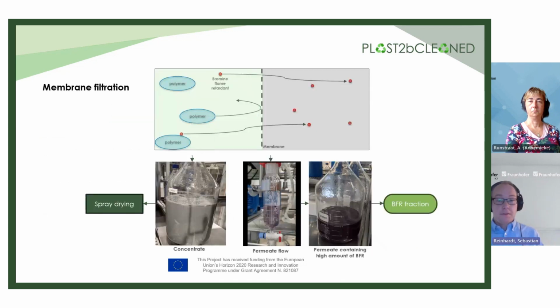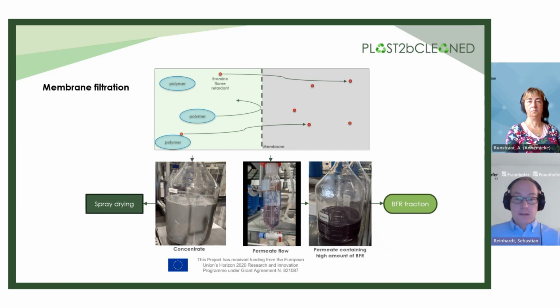How does that work? The scheme in this slide shows you that the polymers, in our case ABS, have a magnitude of, let's say, 200,000 to 300,000 grams per mole, while the bromine flame retardants are in the magnitude of 1,000 grams per mole, roughly. And this is shown in the scheme.